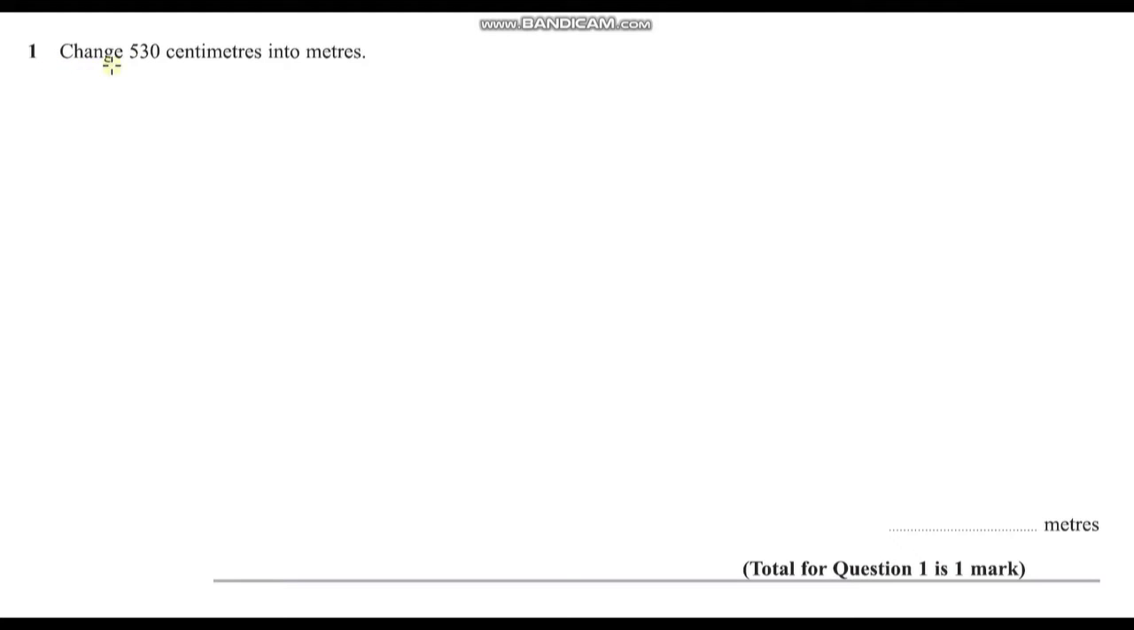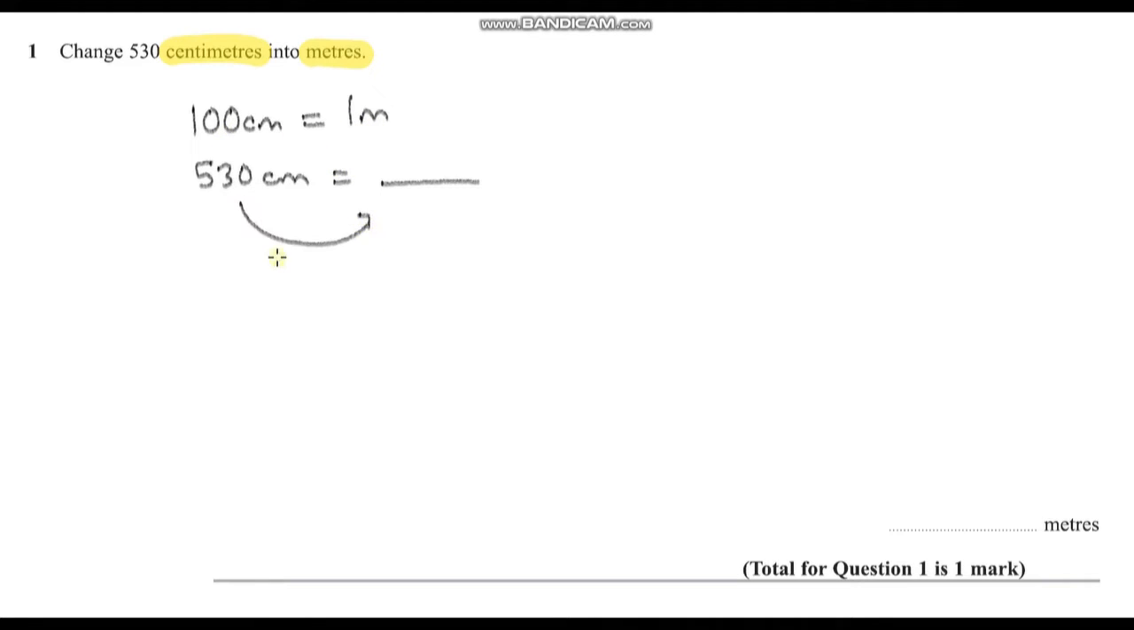Okay, so question number 1. Change 530 centimetres into metres. So, we need to think about our conversions. How many centimetres are there in a metre? Well, there are 100. So, 100 centimetres is equal to 1 metre. So, if we've got 530 centimetres, how are we going to convert that into metres? Well, we're going to divide by 100. To go from 100 to 1, we just divide by 100.